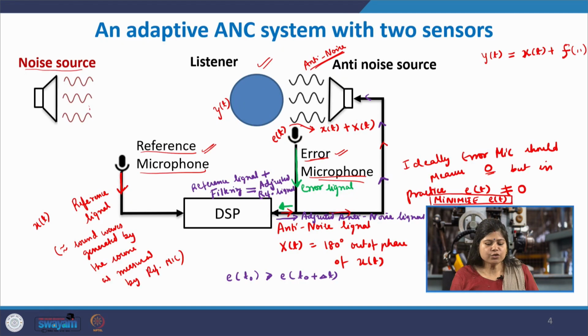Now, I already told you that once we receive the reference signal, in the first pass we just create an anti-noise signal, and then in the second pass, once the error signal is received, we readjust our anti-noise signal and emit the new adjusted, or adapted, anti-noise signal. So, we are doing some filtering to the already existing anti-noise signal. Why is there a need to do this kind of filtering? Why is there a need to do this kind of adjusting?